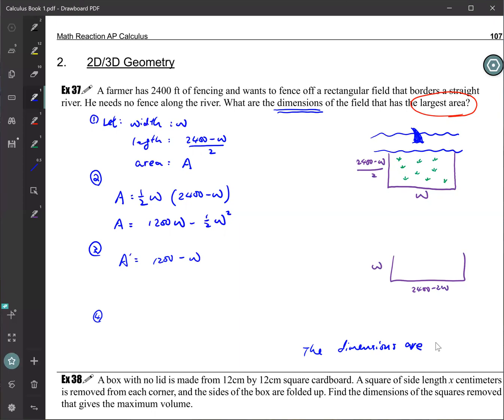So here we make it equal to 0. So that one is pretty straightforward. W equals 1200. Okay, can you guys raise your hand if you got the dimensions?